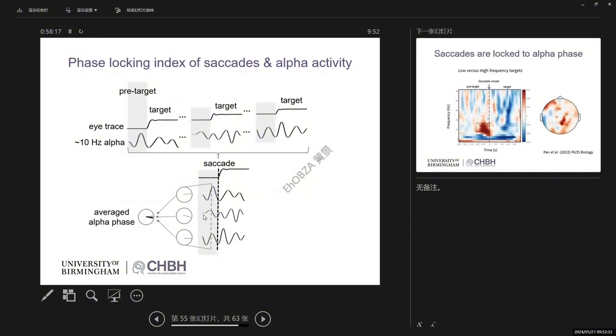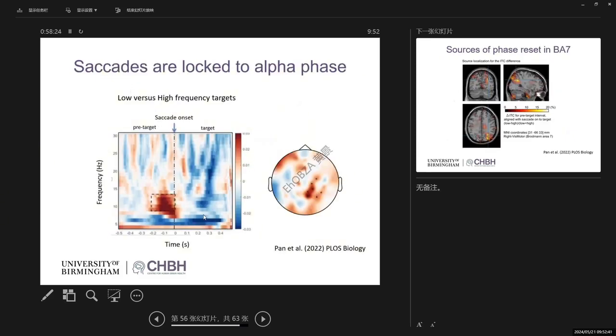So this is exactly the same analysis where we look at the pre-saccadic phase of the ongoing oscillations, and the findings are very clear when we compare saccades towards low versus high frequency target words. When we look at the saccade onset prior to the saccade, we see this alignment of the alpha oscillations. So again, this suggests that the alpha oscillations are in control and they allow saccades to occur, but only at certain phases of the alpha oscillations.